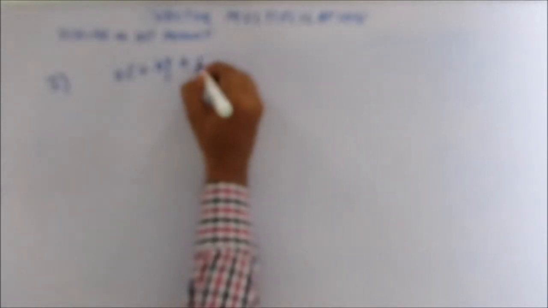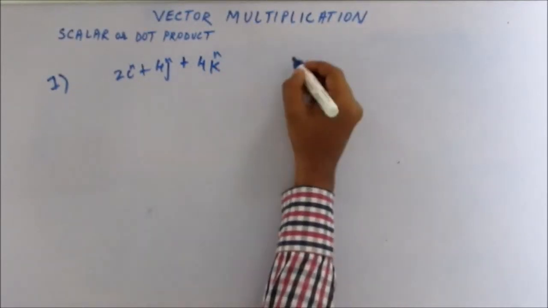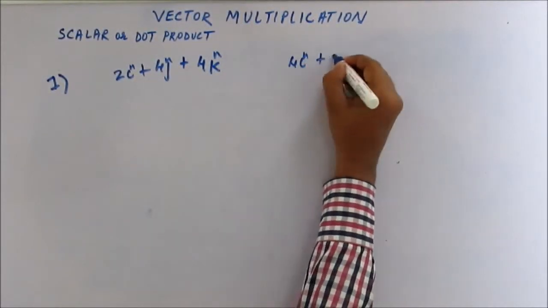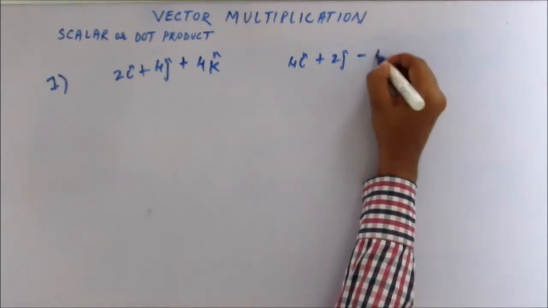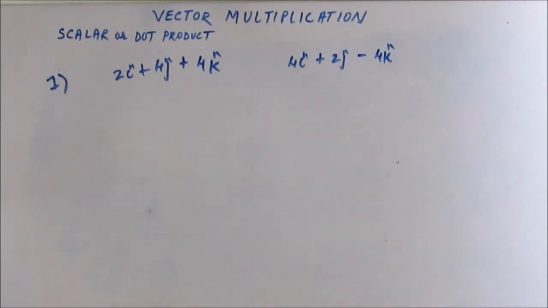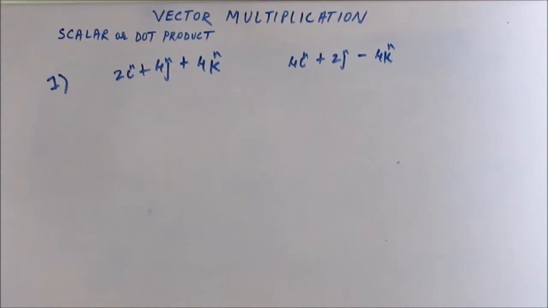Question number 2. There are two vectors again. 2i cap plus 4j cap plus 4k cap, and there's another vector, 4i cap plus 2j cap minus 4k cap. The question is, find the angle between these two vectors. Without paper, without pen. Let's say 20 seconds. Angle between these two vectors.